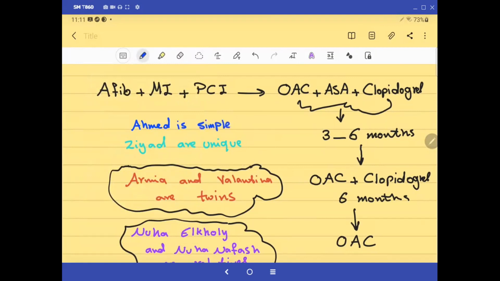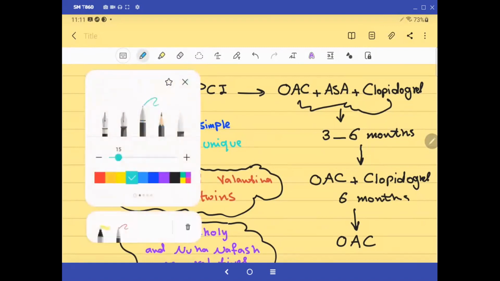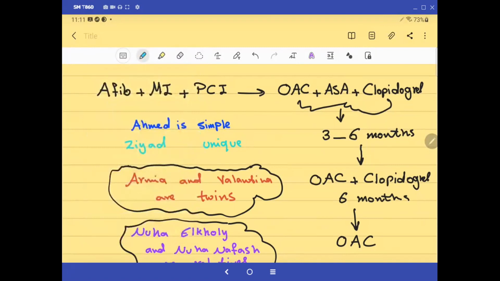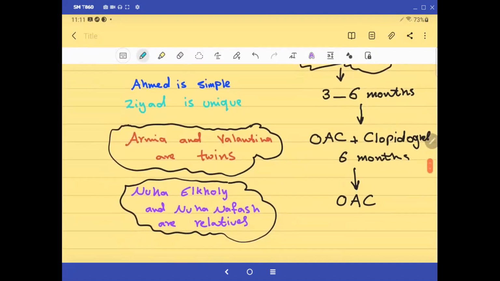Okay, I'm sorry, ma'am. No worries, it's okay. I cannot win an argument with you for sure. So people, Ahmed is simple, Ziad is unique. I think Ziad is singular, Shams, so you can change "are" to "is". This is because of Noha. She caused a lot of noise and headache today.